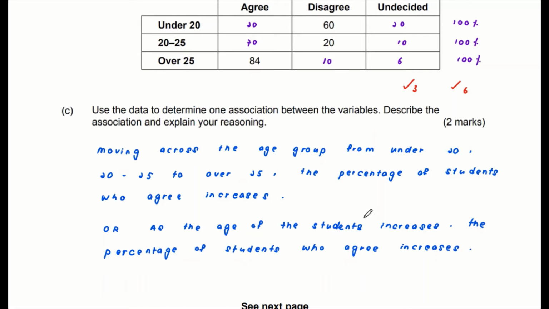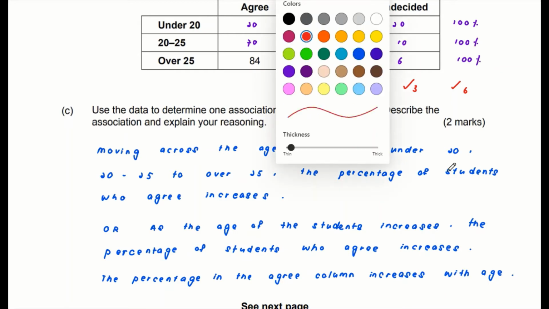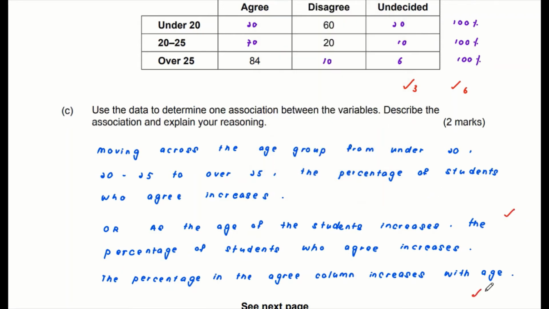Right, so this is the part where you describe the association, and now for the reasoning. A simple one, you can just say that the percentage in the agree column increases with age. So that's the easy one. For this question, the 2 marks are quite obvious. The first one, after you write down your description, no matter which version you use, that can give you 1 mark. Your reasoning, you can get 1.